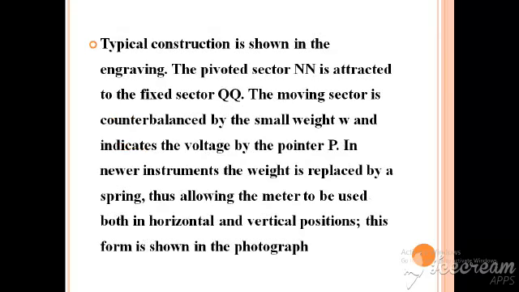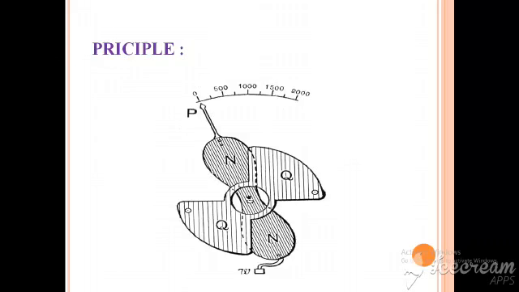In newer instruments, the weight is replaced by a spring, thus allowing the meter to be used in both horizontal and vertical positions. This form is shown in the photograph. In the newer version, a spring is used so that it can be used both horizontally and vertically without any restrictions.